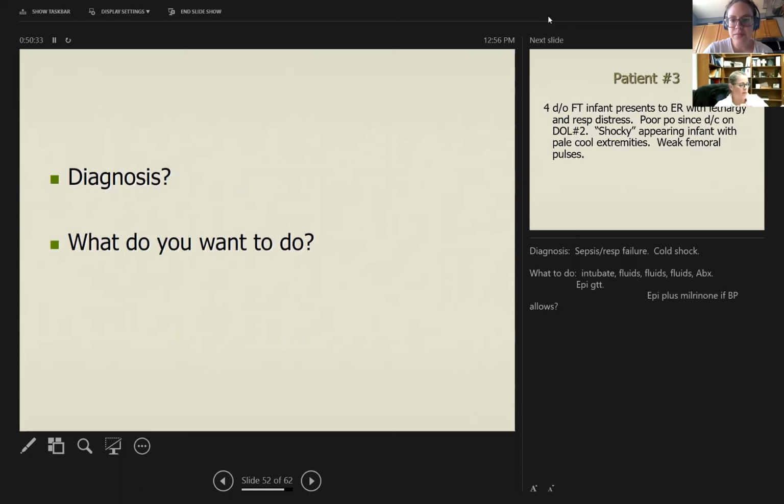What does this baby have? What are we worried about for this child? Lena said cold shock. Okay. So cold shock, what else could this be? What other flavor of shock could this be? Cardiogenic, someone said. Yes.